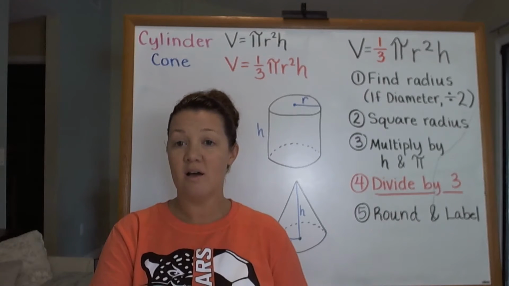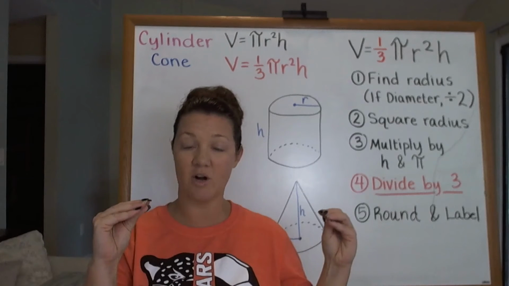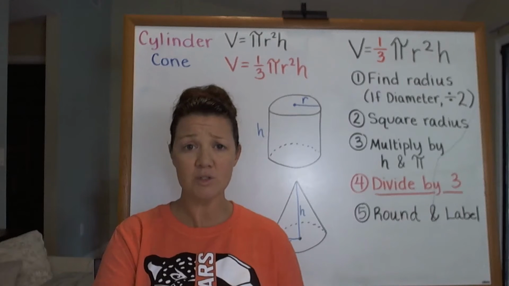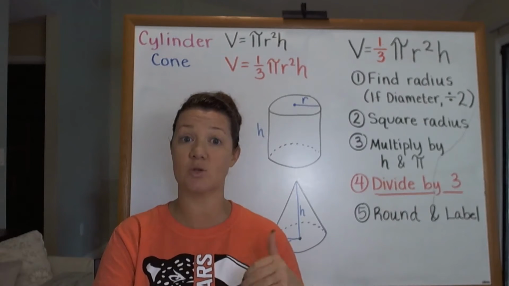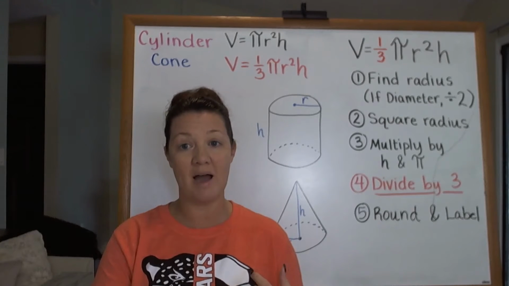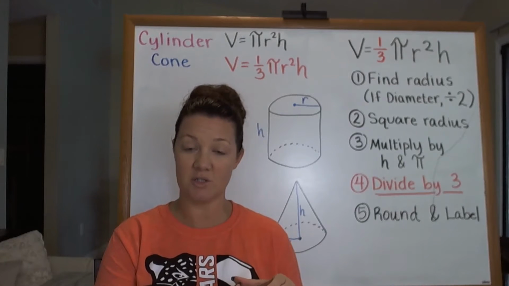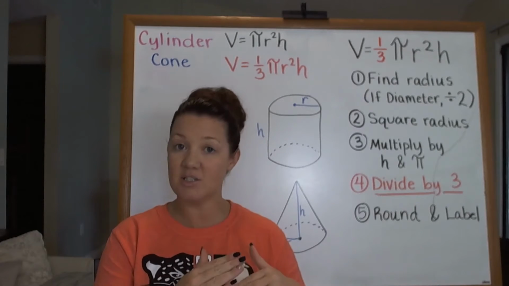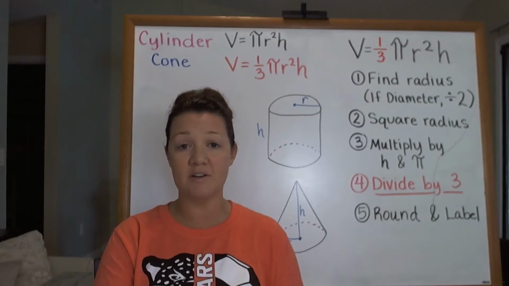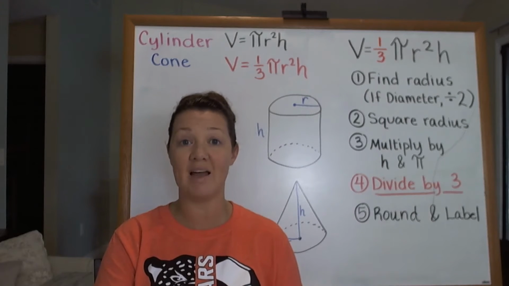So number 1, find radius, and if you are given diameter, diameter goes all the way across the circle and through the center, then you divide that number by 2. Don't forget though to take that answer and square it. Remember that when you square the radius and you multiply by pi, you actually are finding the area of the base, which is a circle. And then we multiply by height, so we cover all the space in the center. All right, so again, the only difference between cylinder and cone is divide that answer by 3.